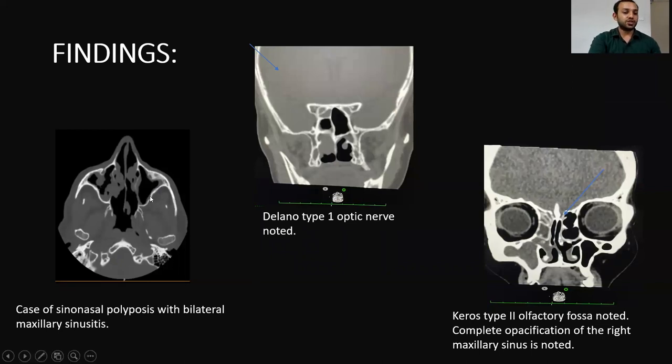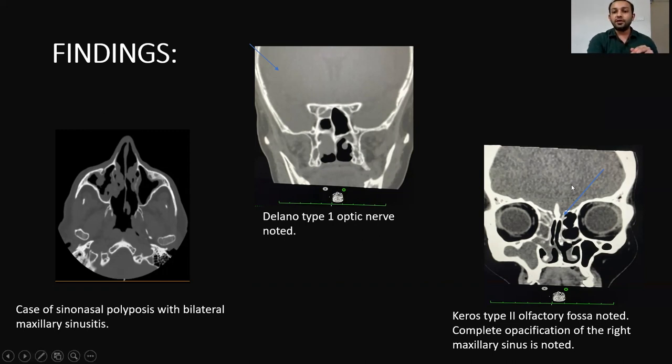Here we have in image one a case of sinonasal polyposis with bilateral maxillary sinusitis. In image two, what we get to see is a Delano type 1 optic nerve. Delano classified the optic nerves into four variants. Type 1, wherein the optic nerve is adjacent to the sphenoid sinus. Type 2, where the optic nerve is indenting the sphenoid sinus. Type 3, traversing through the sphenoid sinus, and type 4, where the optic nerve lies adjacent to the sphenoid sinus and the posterior ethmoid air cells. This becomes particularly important in FESS and is useful information for the surgeon.